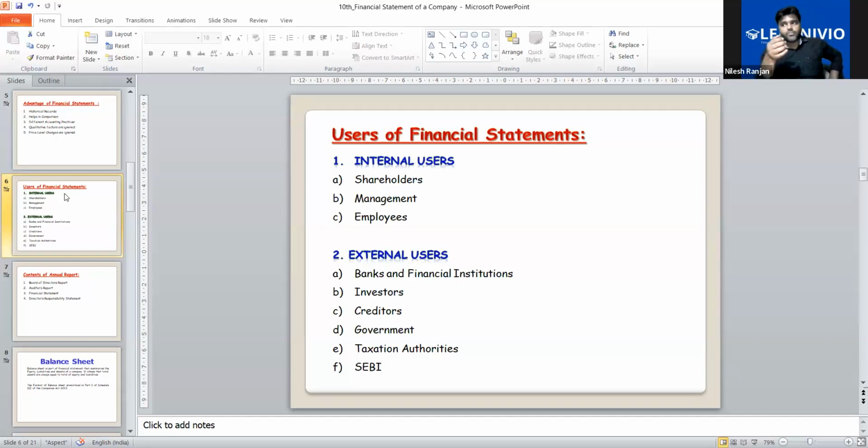Now, on the basis of their relation with the company, it is divided into two parts: internal users and external users. So first, internal users. There are three internal users that are written here: shareholders, management, and employees. Now, shareholders are the owners of the company.